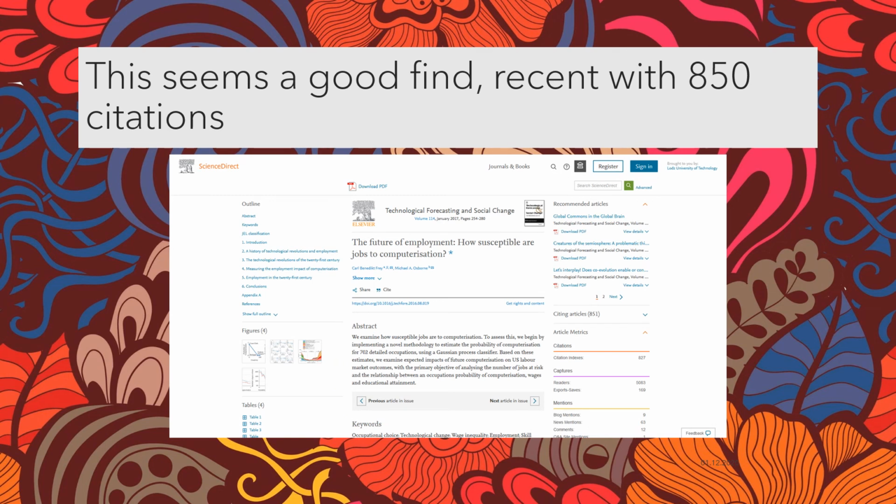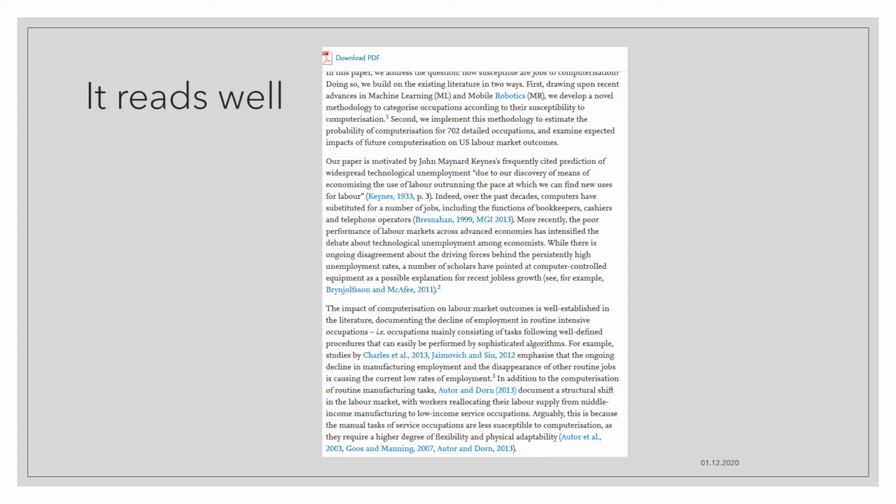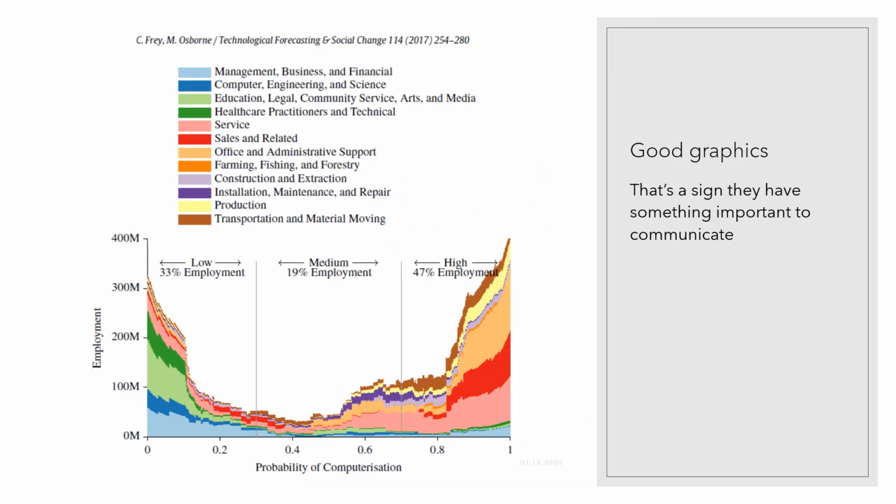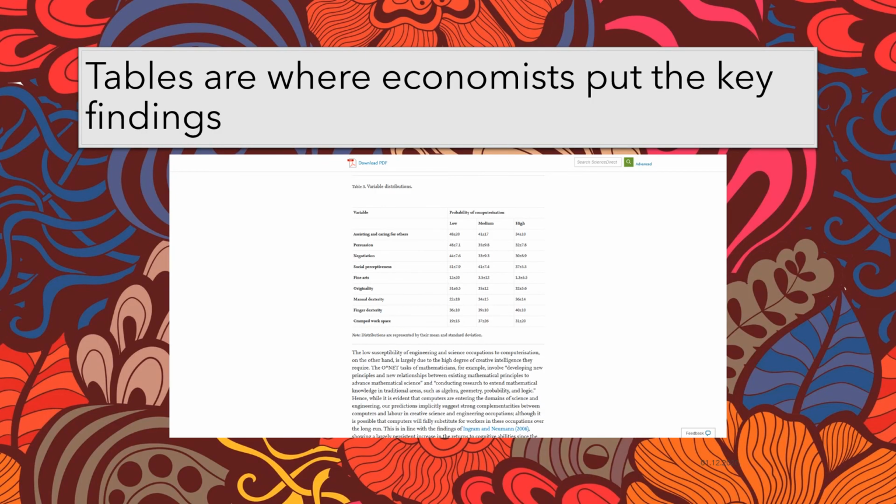Now, the first one about the future of employment seems a pretty good find, right? It's got 850 citations, and it talks about how they examined different jobs to see how probable it is that they will be computerized. Sounds good. It reads well, as you can understand what they want to say, and you can see clearly what they reference. And they have a nice graph. Now that's good. If somebody uses graphs, that means they have something important to say. Of course, if you're reading economic papers, economists are trained to do tables, so also pay attention to tables like this one on the kinds of characteristics of jobs that affect the probability of being computerized.